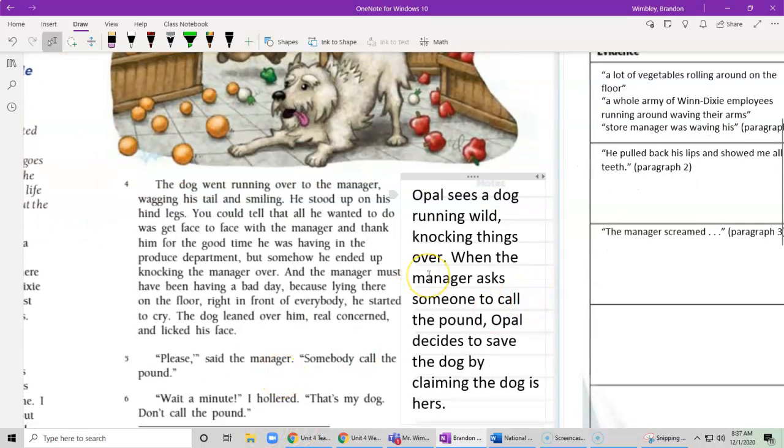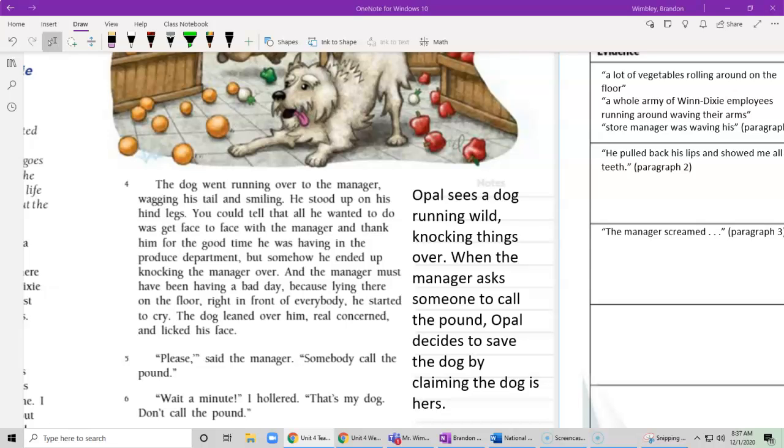The dog went running over to the manager, wagging his tail and smiling. He stood up on his hind legs. You could tell that all he wanted to do was get face to face with the manager and thank him for the good time he was having in the produce department. But somehow he ended up knocking the manager over. And the manager must have been having a bad day, because lying there on the floor, right in front of everyone, he started to cry. The dog leaned over him, real concerned, and licked his face.